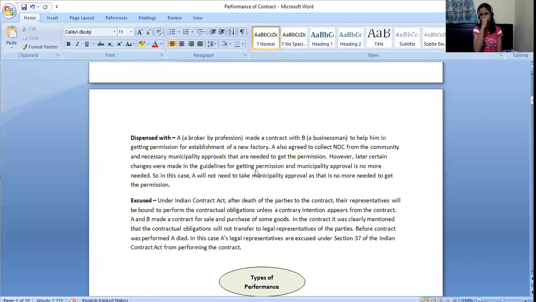So is this part clear, the difference between what is dispensed with and what is excused under some kind of law? Is this part clear?